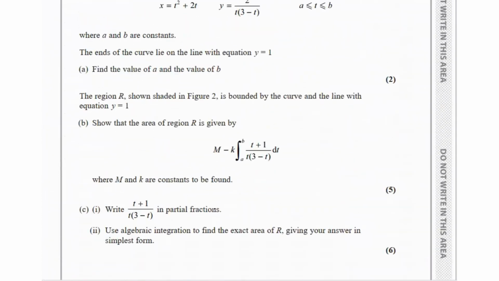Then it says that the region R shown shaded in figure 2 is bounded by the curve and the line with the equation y equals 1. Show that the area of region R is given by m minus k integral of t plus 1 over t times 3 minus t dt, where m and k are constants to be found.